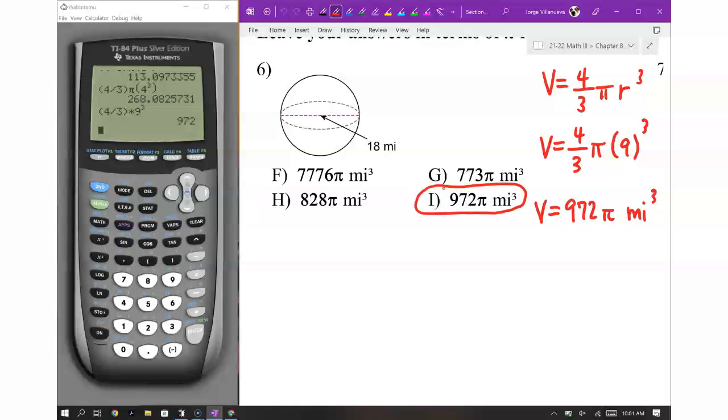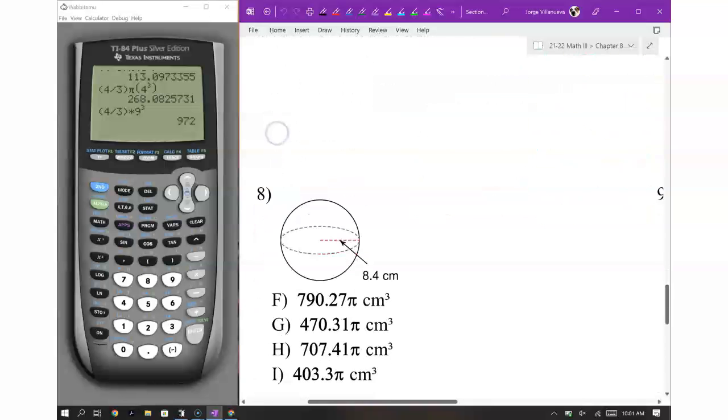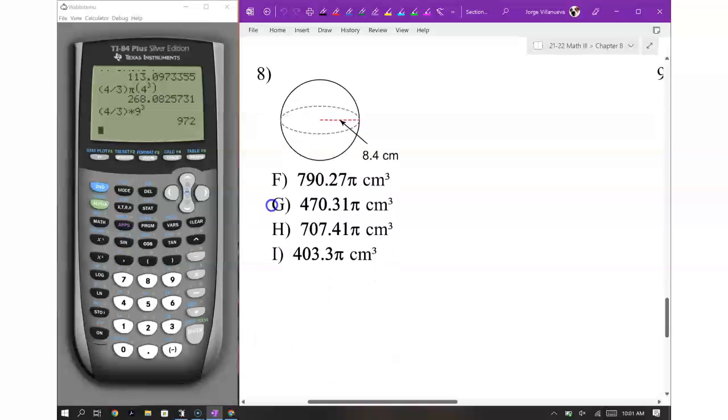Okay? And we'll do one more. You guys have 10 problems, so you're going to have just 6 to worry about. Let's do this one right here. So volume is equal to 4/3 pi r cubed.